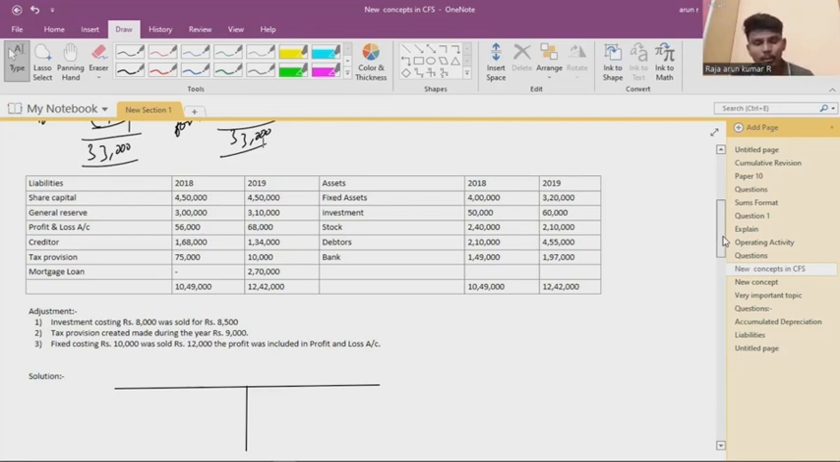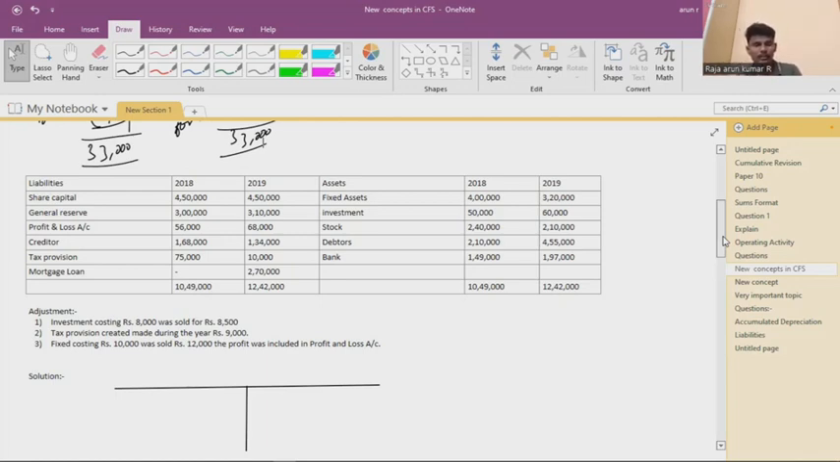We read the question. There is share capital of 4,50,000 and 4,50,000. The share capital is the same for opening and closing. There is no difference in the share capital. Why is there no difference? There is no issue and no repayment or redemption of share capital. That is the only reason there is no difference in opening and closing balances. Nothing happened in the share capital.